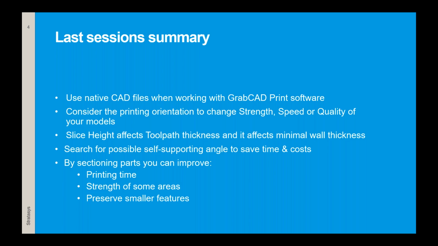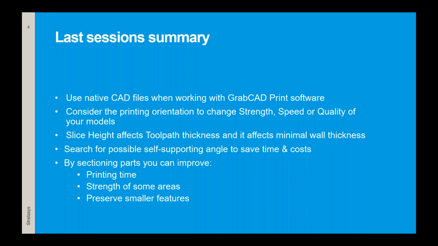You should consider the printing orientation. By changing this, you can improve strength, speed, or quality of your models. You maybe remember that slice height affects toolpath thickness and it affects minimal wall thickness, which is: slice height times 2 will be the toolpath thickness, and 2 times the toolpath thickness will be the recommended minimal wall thickness.